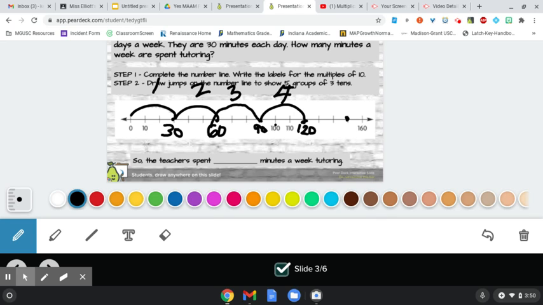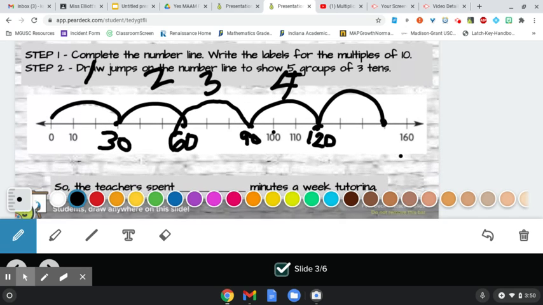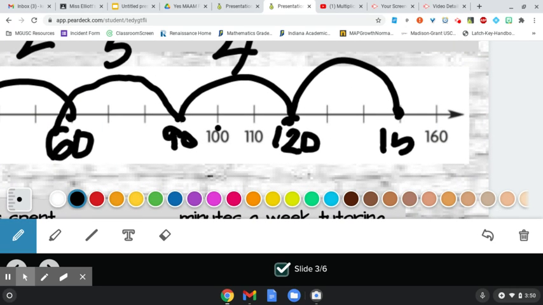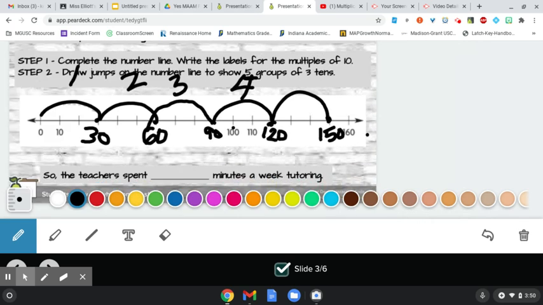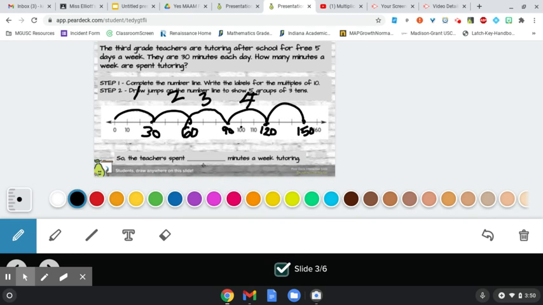Oh no, what just happened? Okay, so I'm going to go ahead and skip count this one. It's not letting me draw. Now it is. Okay. So there's my last group, and I'm going to go 120, 130, 140, and 150. So the teacher spent 150 minutes a week tutoring.